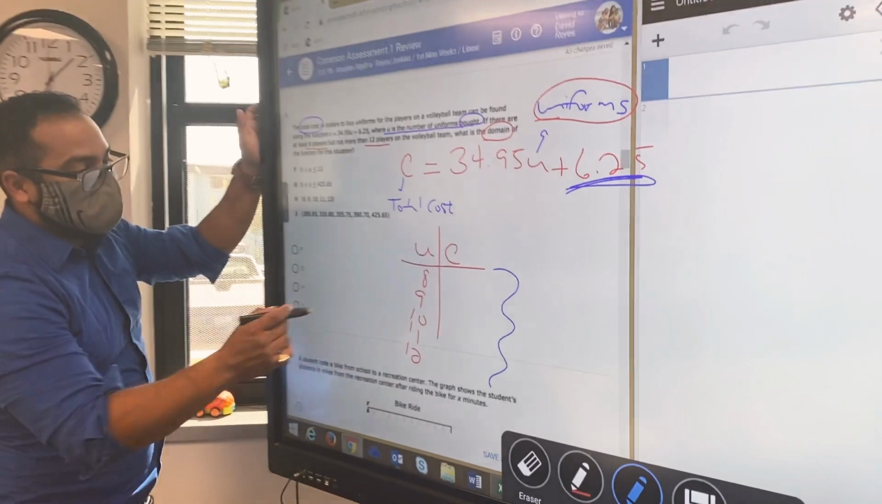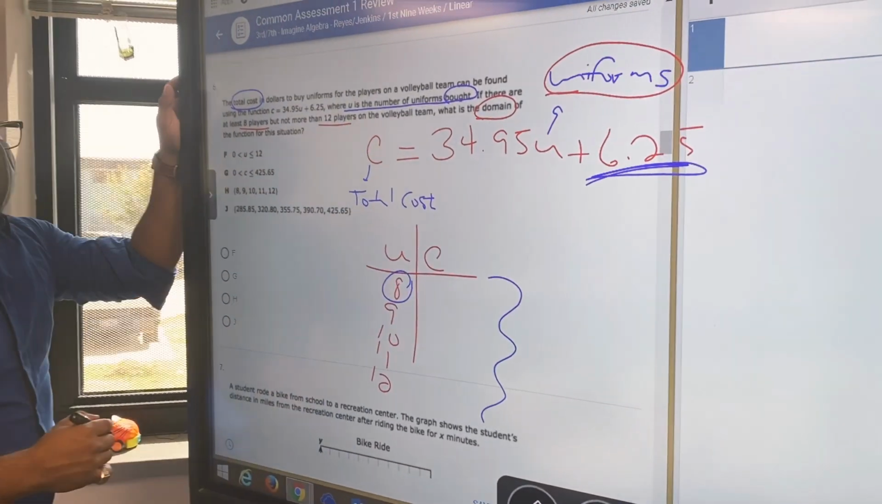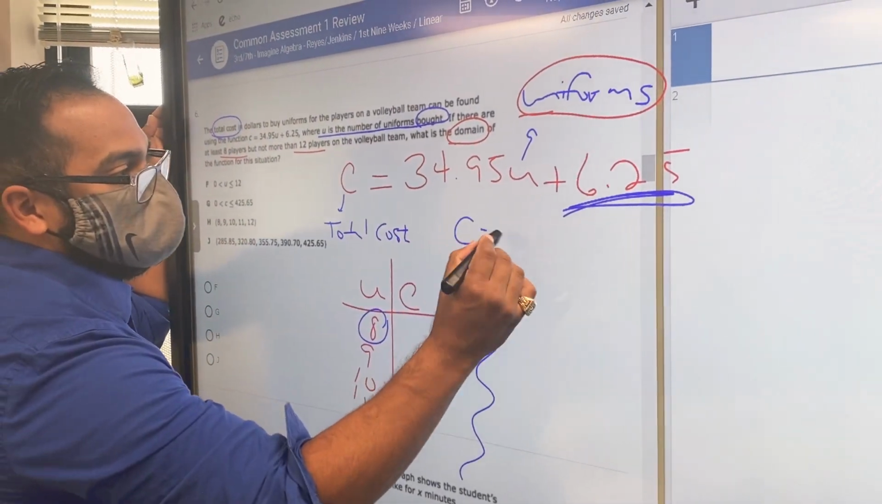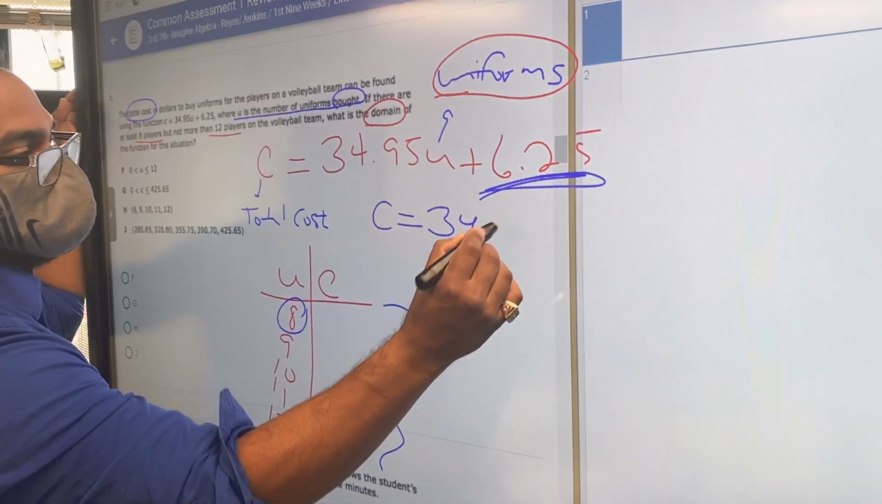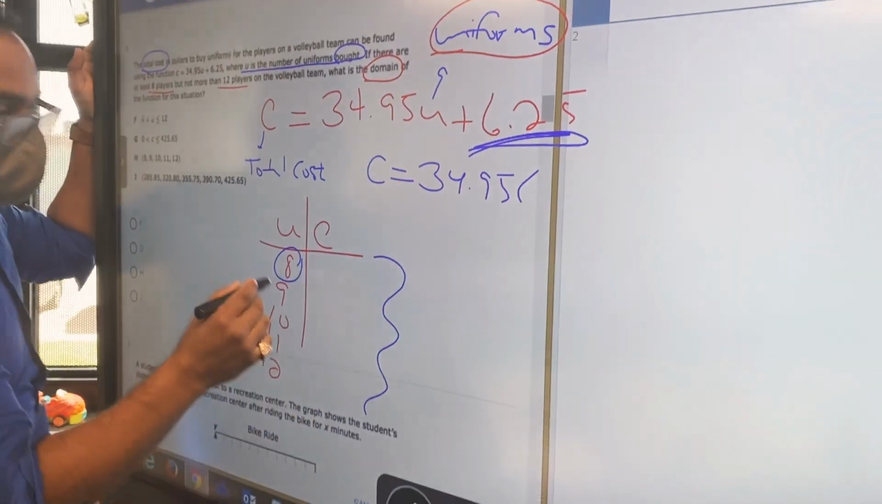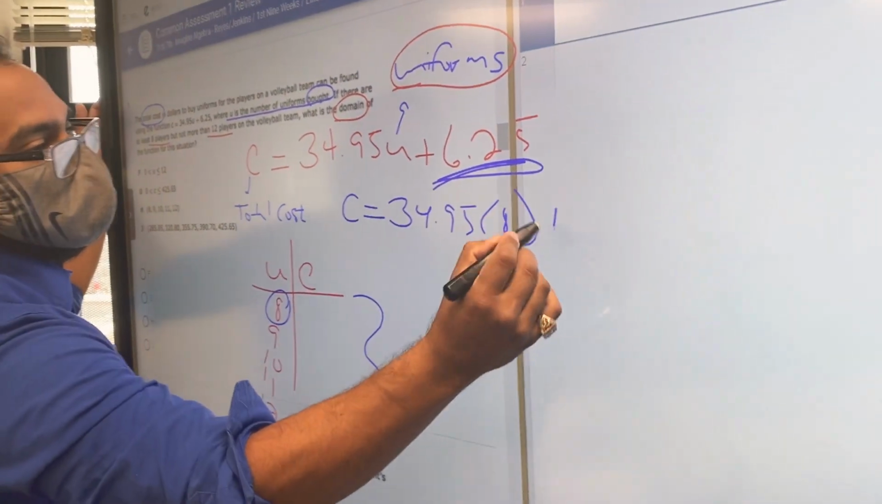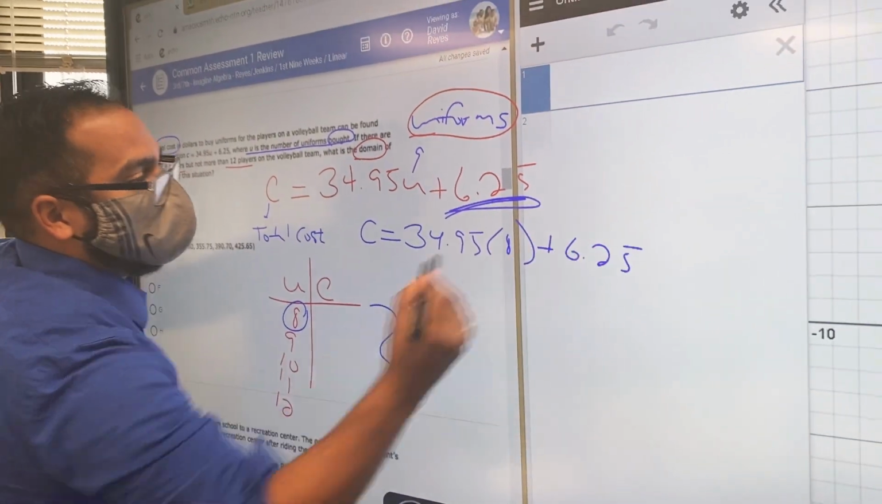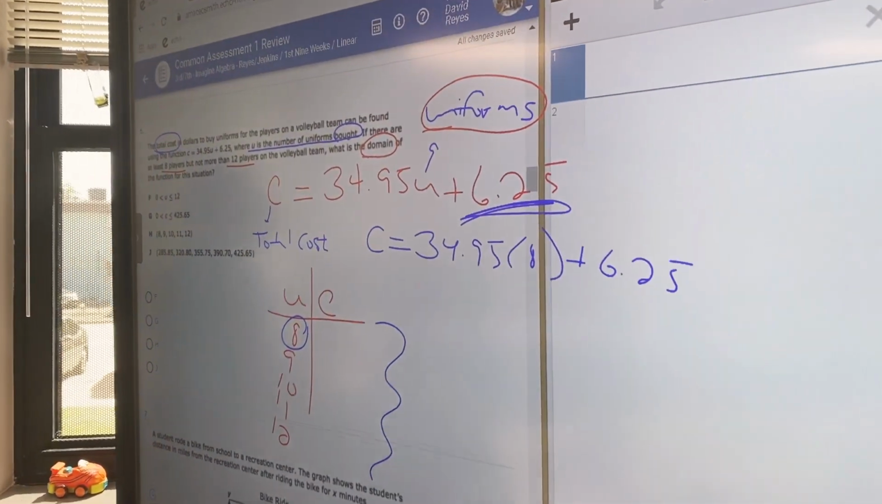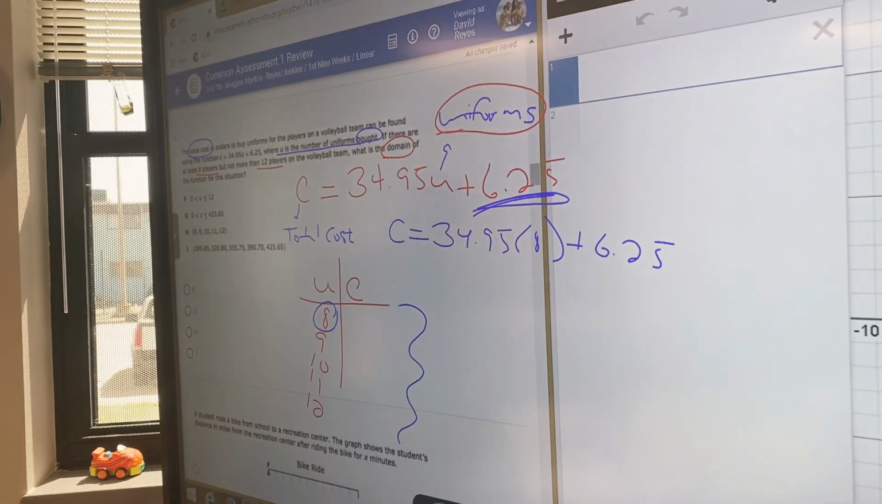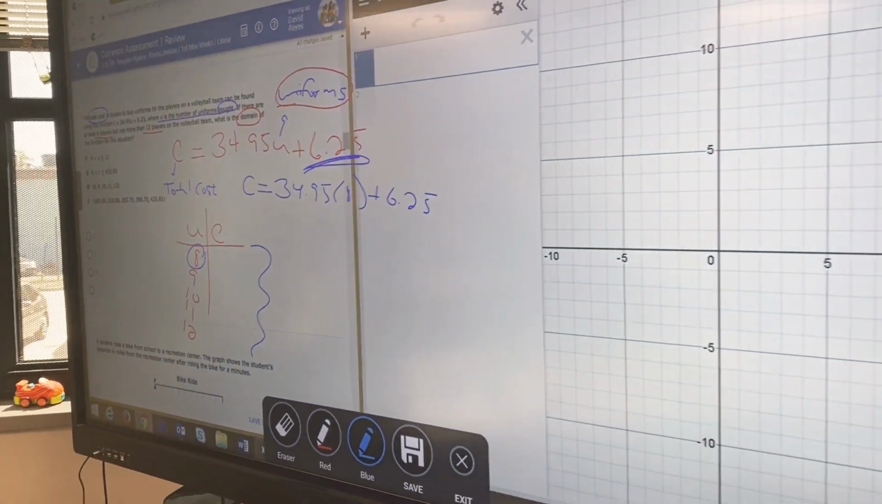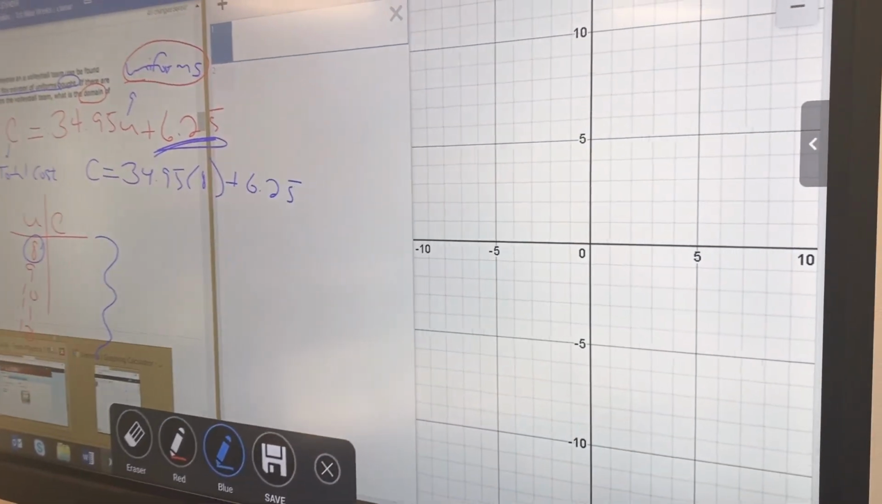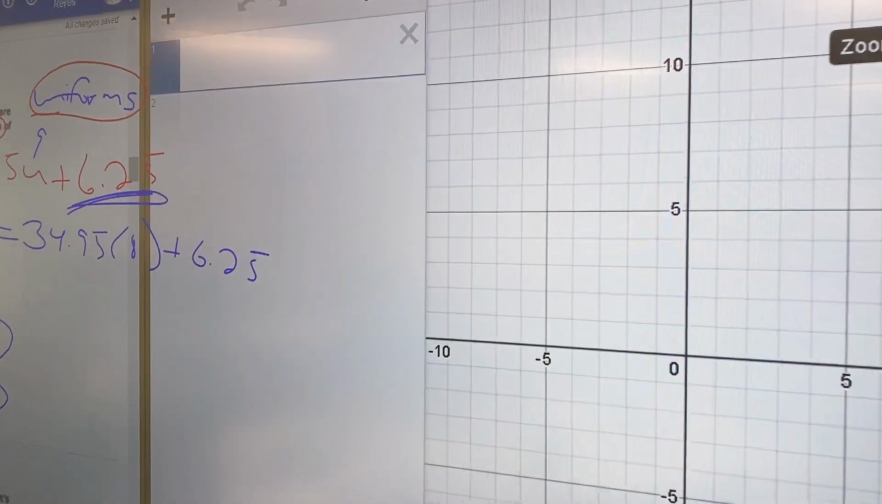So now, it doesn't need it, but let's continue this because they might ask for range on the test Friday. In order to find 8, I know that C is equal to 34.95 times 8 plus 6.25, right? Well, that's a lot. Check it out. There's an easier way to do it. Let's look at Desmos.